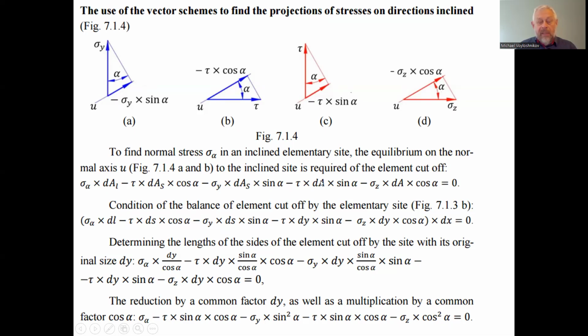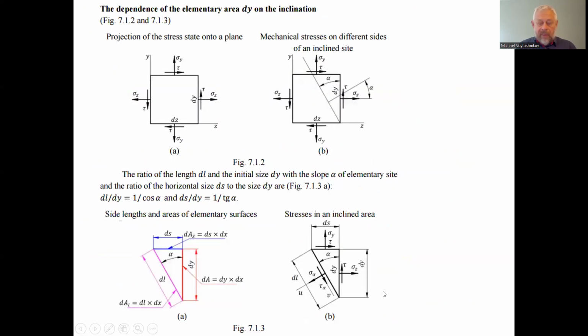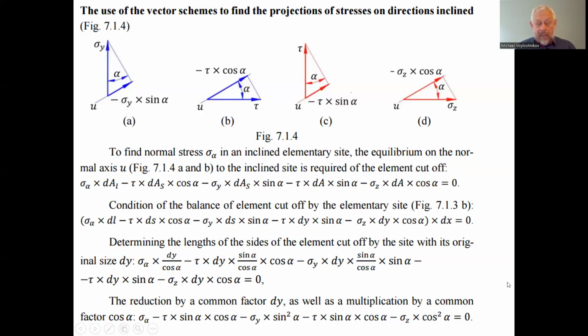So this is tau dA sine alpha. This is of one, and dA is the increment of the area corresponding to the right side of the cutout part, the vertical side of the cutout part. This one area is dA. And so this is minus sigma z by cosine alpha, and the area of inclination.